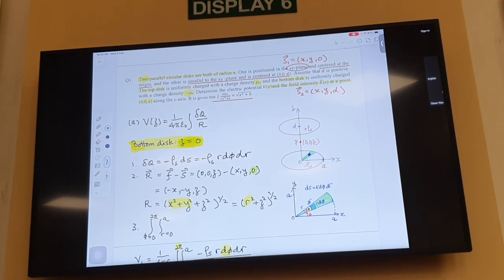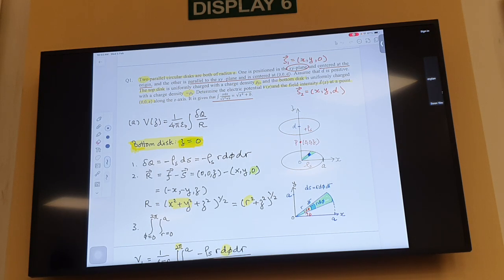First step, calculate delta Q, which will be a charge density. In this case, the charge density at the bottom dish is minus rho s. You need to calculate this area here, called dS. The charge density is coulomb per meter squared, you must multiply by the small area, so that will be delta Q in this shaded area here.